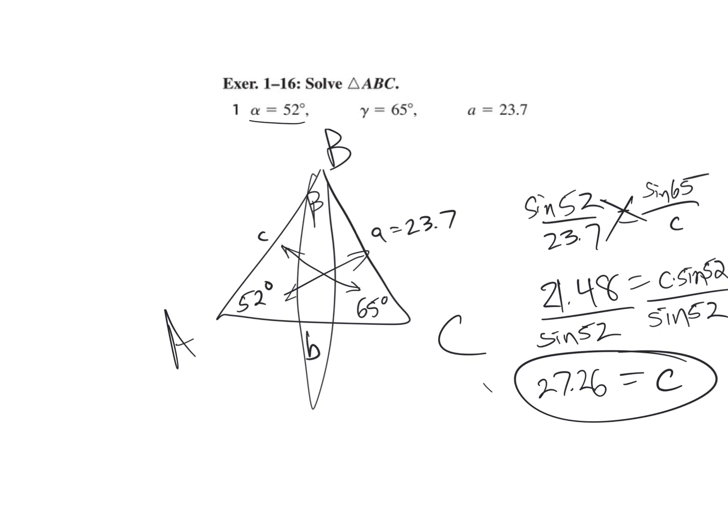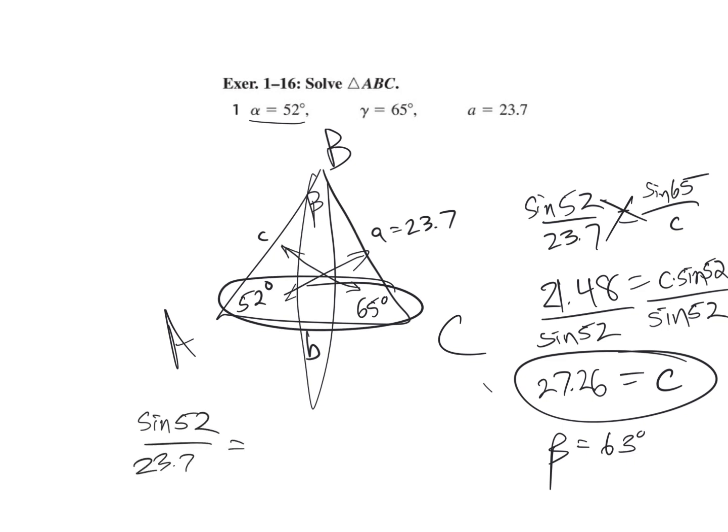Now we got to get b, beta, and b. So again, you would just set those up because we can get beta because we know 52 and 65. 52 plus 65 is 117. Subtract that from 180, and you get 63. So now we know beta is 63 degrees. We can set it up again as the sine of 52 is to 23.7, as the sine of 63 is to little b, and then we can solve for little b.